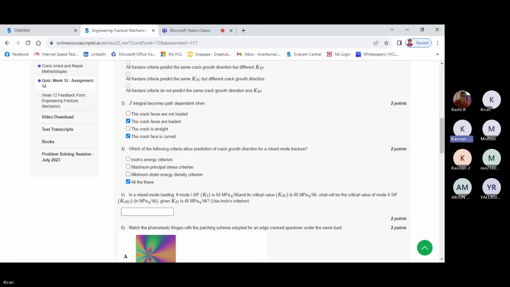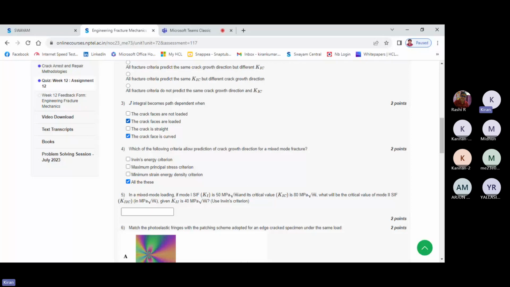Kiranji, actually I have some different opinion. The first selection is crack faces are loaded. I remember sir telling that the crack faces should not be loaded. Crack faces you can call loaded if pressure acts. What is the question? J integral becomes path dependent. Oh, okay, sorry, it's the other way around. Yeah, you may be right.